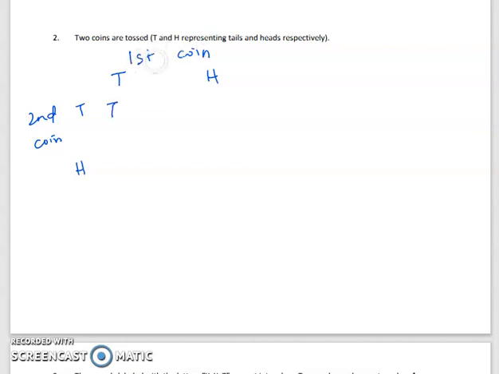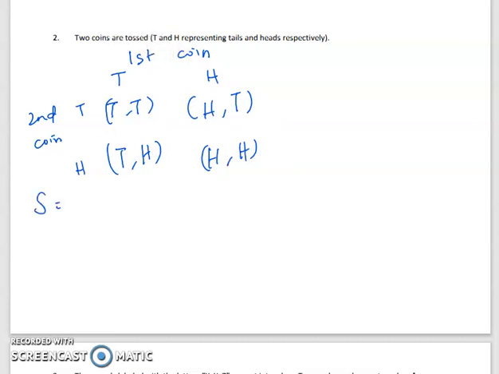So for the first coin I might get tail. If the first coin gets tail, the second coin might also get tail, TT. First coin might get tail, second coin might get head. First coin might get head, second coin might get tail. First coin might get head, second coin might get head as well. So these are the possible outcomes when we toss the two coins, and we can list down the sample space here.